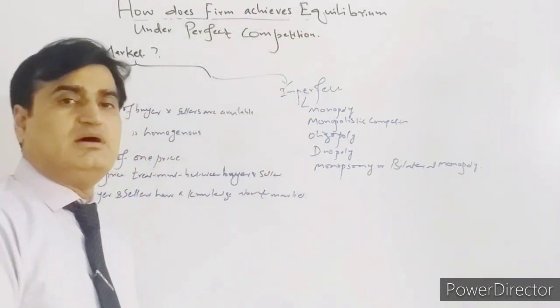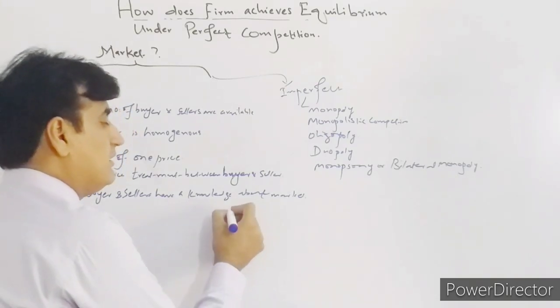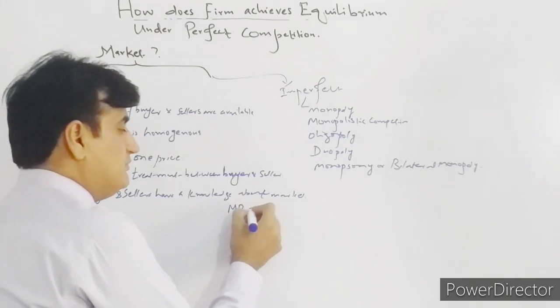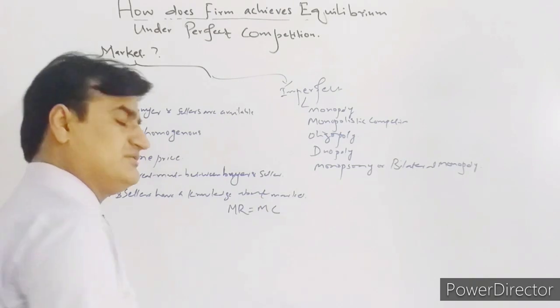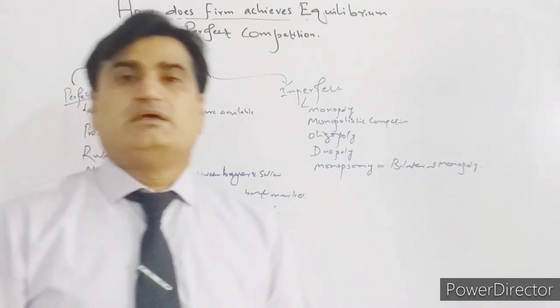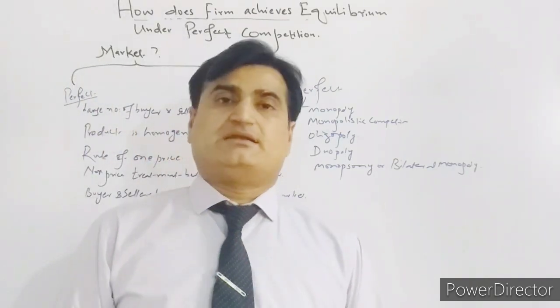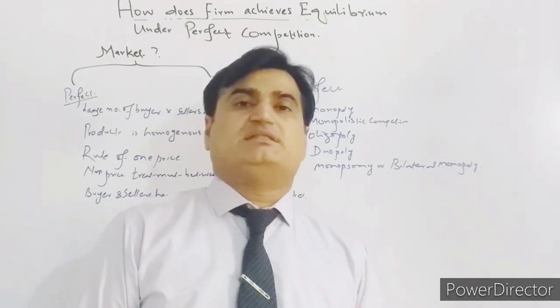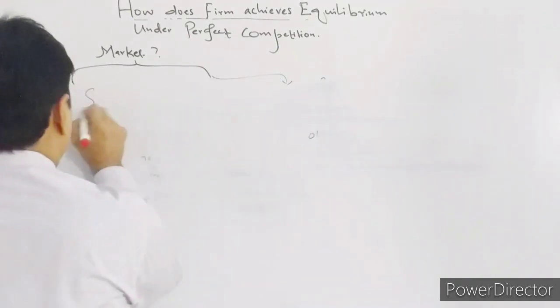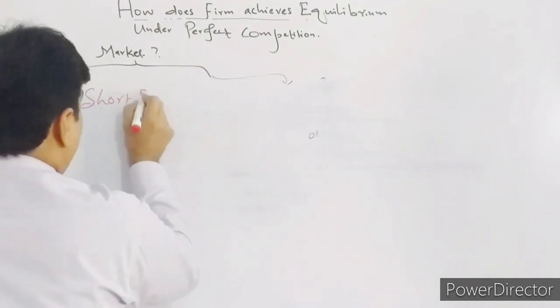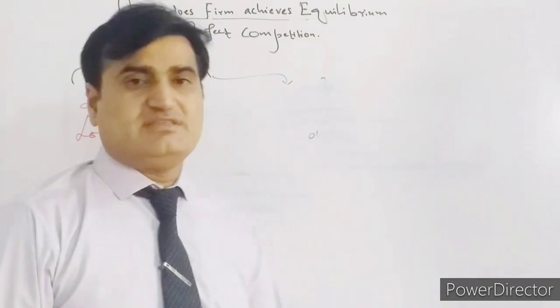As we know, the firm achieves equilibrium where marginal revenue is equal to marginal cost. There are two periods in economics. One is the short run and the other is the long run.